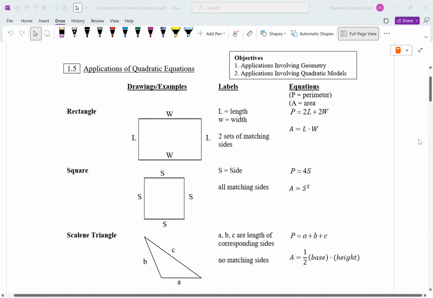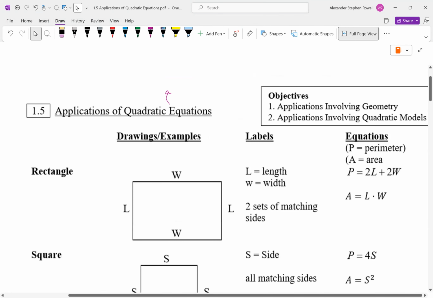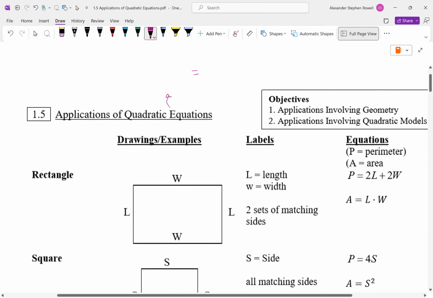Okay, so 1.5, we're doing applications of quadratic equations. What is a quadratic equation? Do we recall? Well, there's an equal sign because it's an equation. In what form? AX squared plus BX plus C. Close. That's what she meant though, right?